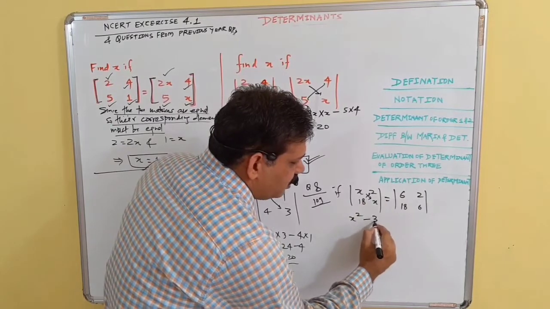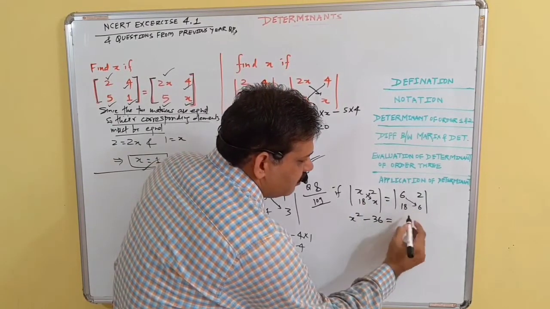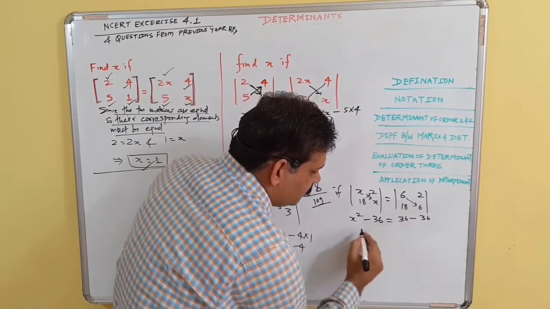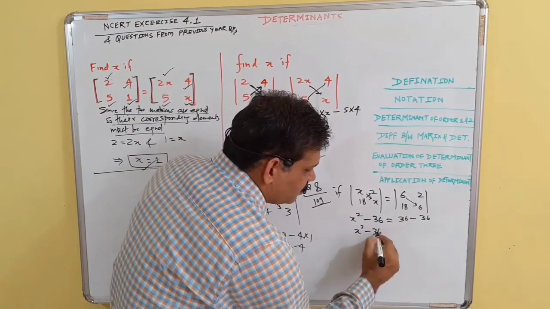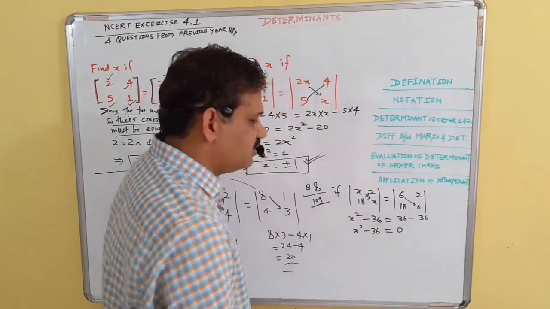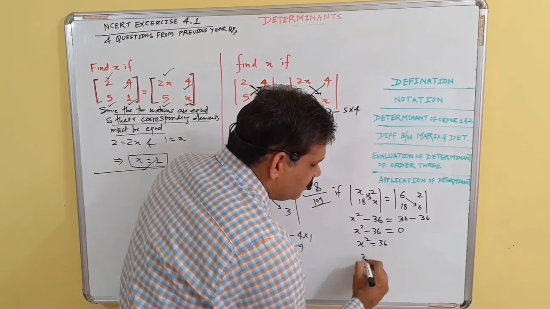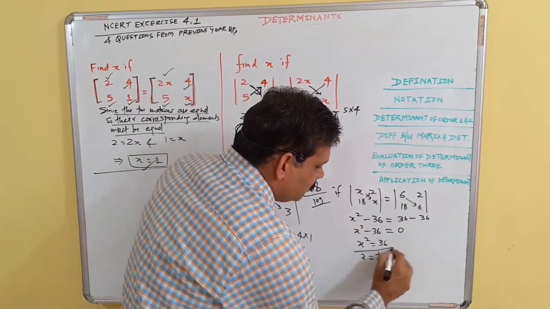minus 18 into 2, that is 36. Here 6 into 6 is 36, minus 18 into 2 is 36. So x square minus 36 is equal to 36 minus 36, which is 0. That gives us x square is equal to 36, x is equal to plus minus 6.